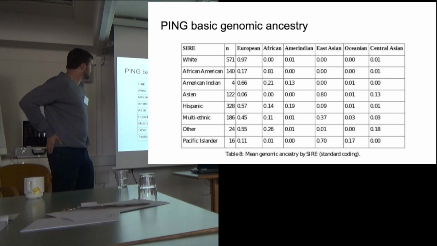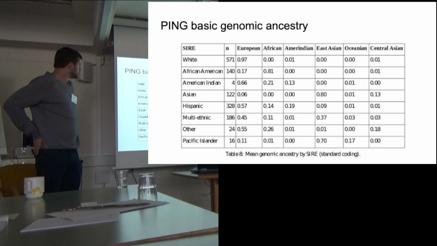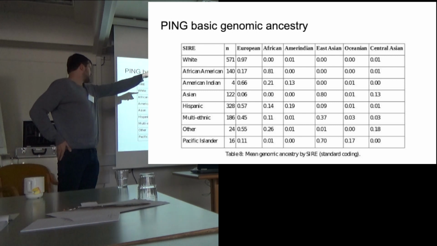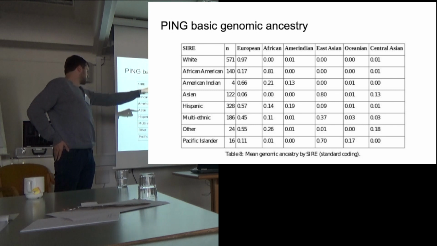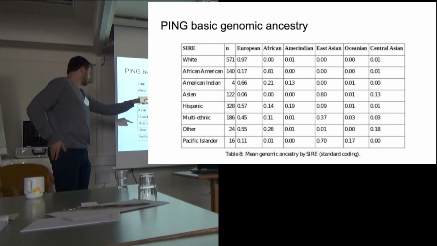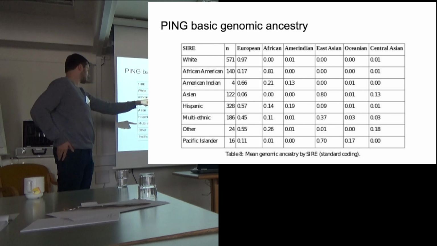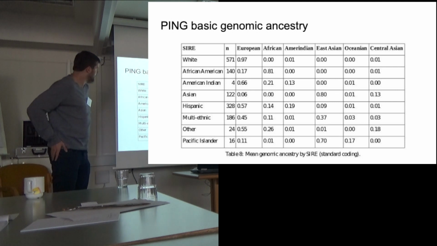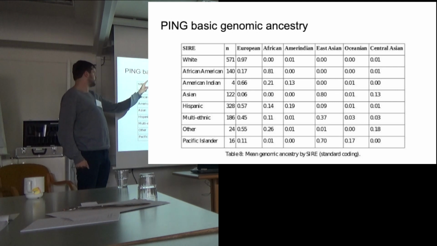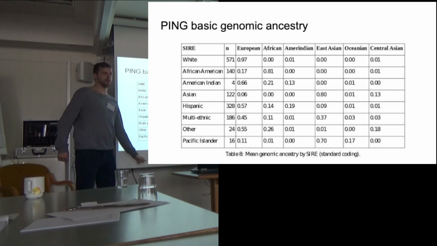So this is the PING dataset. It's just the basic thing of it. If you look at the sociological race, self-identified race or ethnicity, SIRE, you can see there's a bunch of these groups which I've coded in the standard way, so everybody who self-reports being Hispanic is in the Hispanic category. If you report more than one of the others, you get into multi-ethnic. These are just remainder categories, but two things are too small. White is nothing else. So you can see that in this sample, people who say they're white and don't say they're anything else are 97% European ancestry.